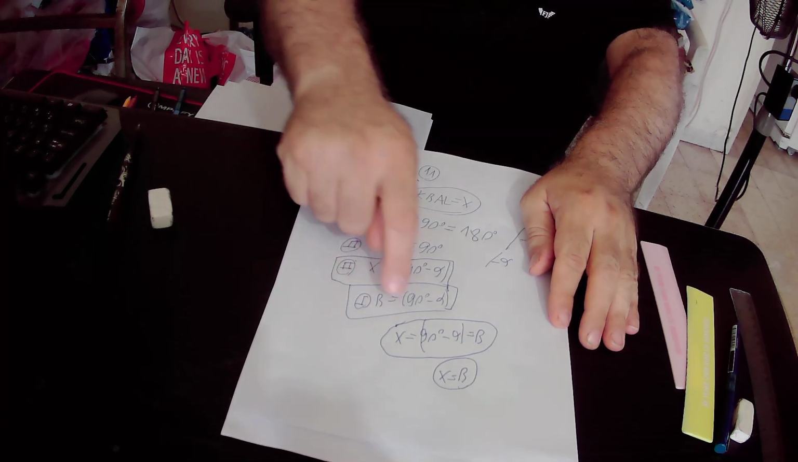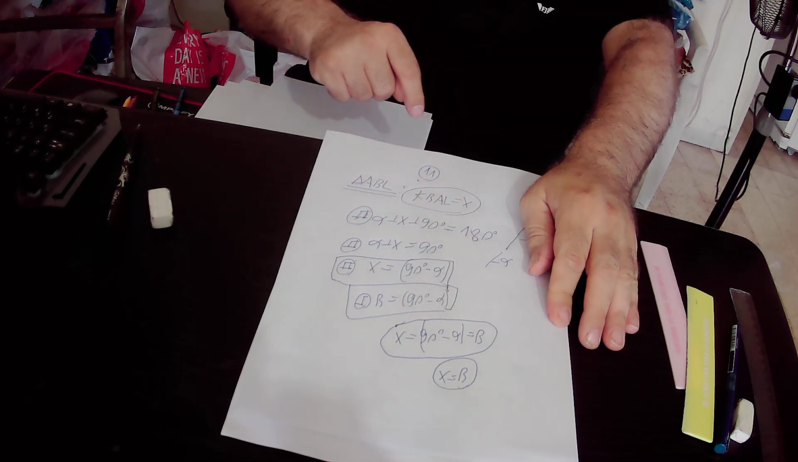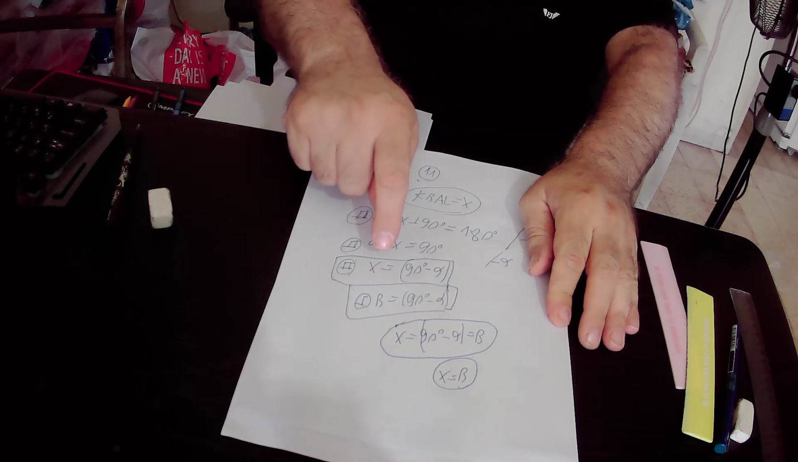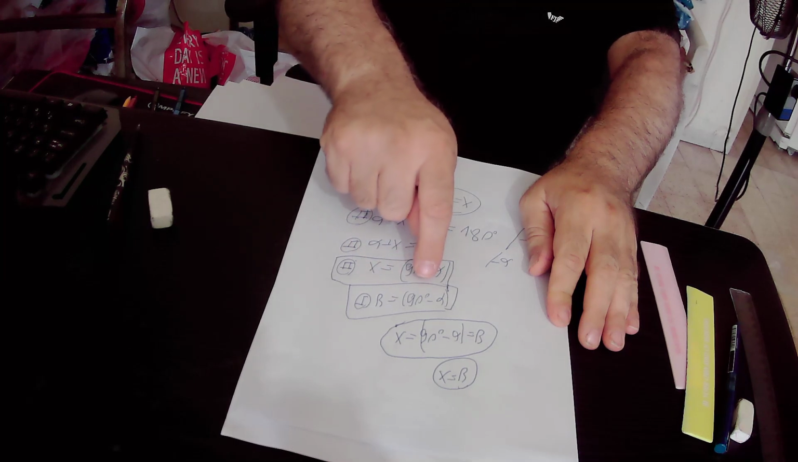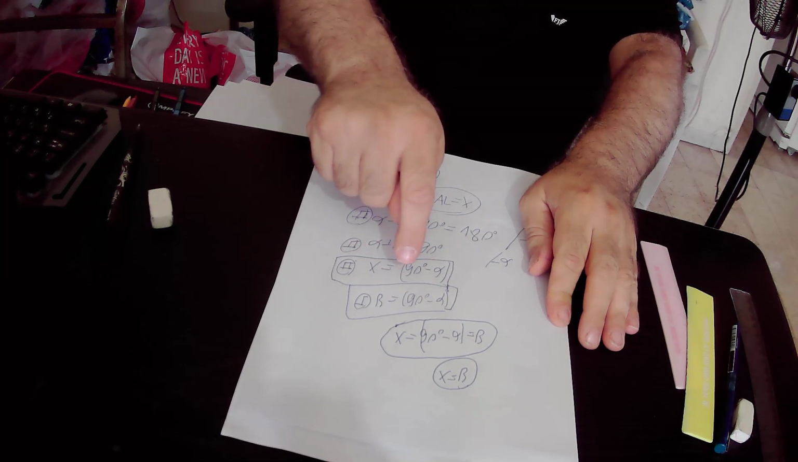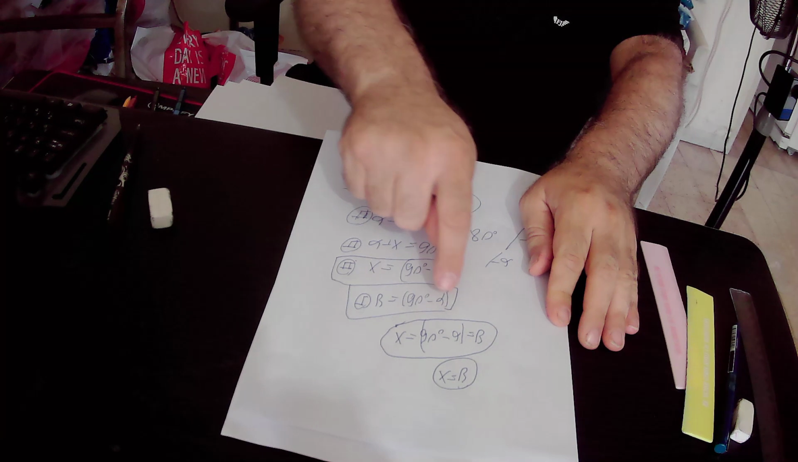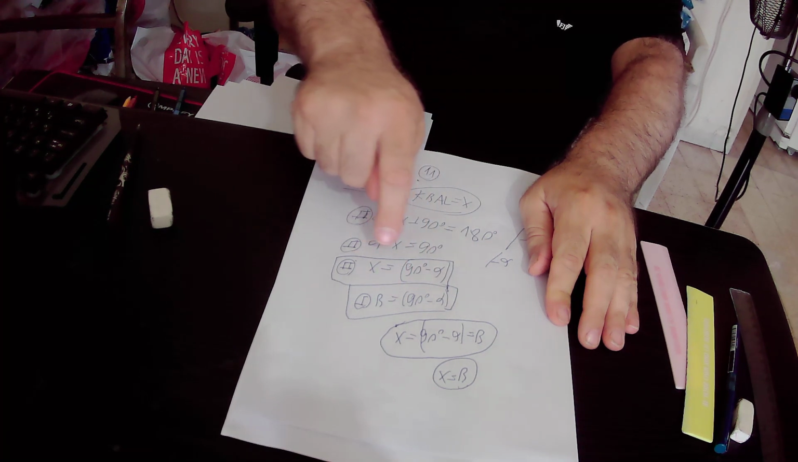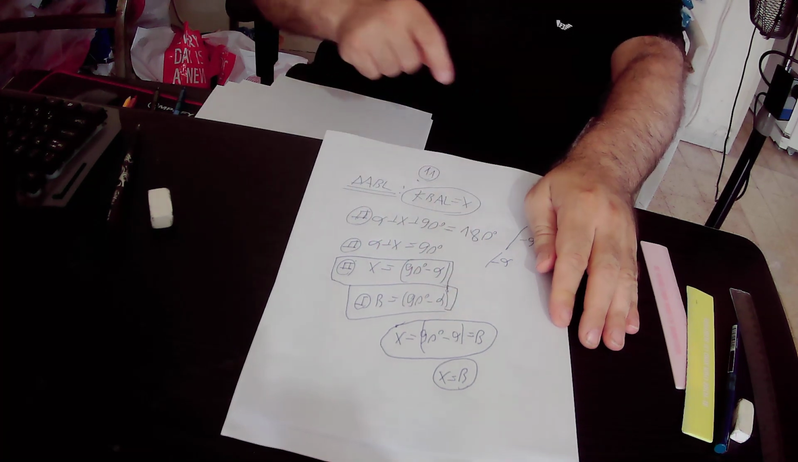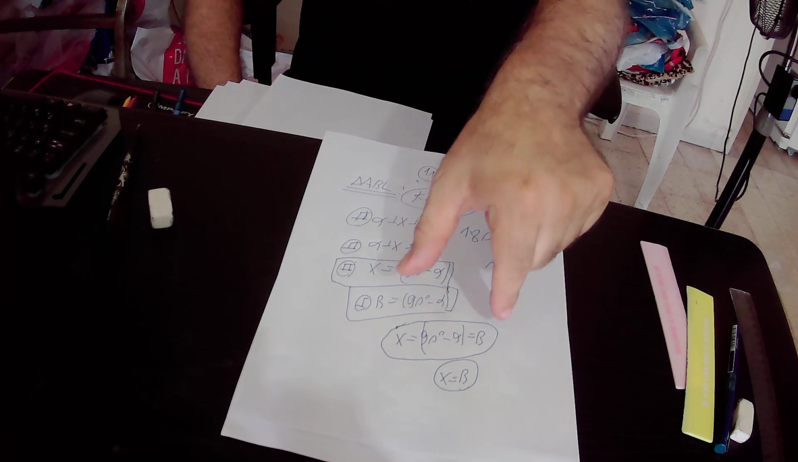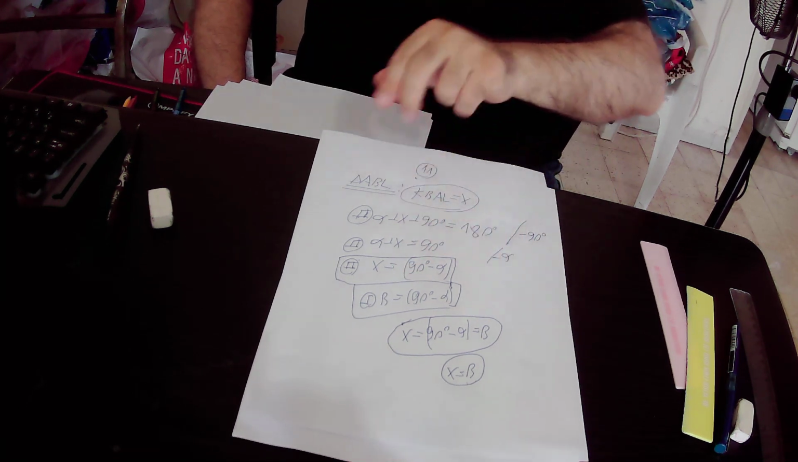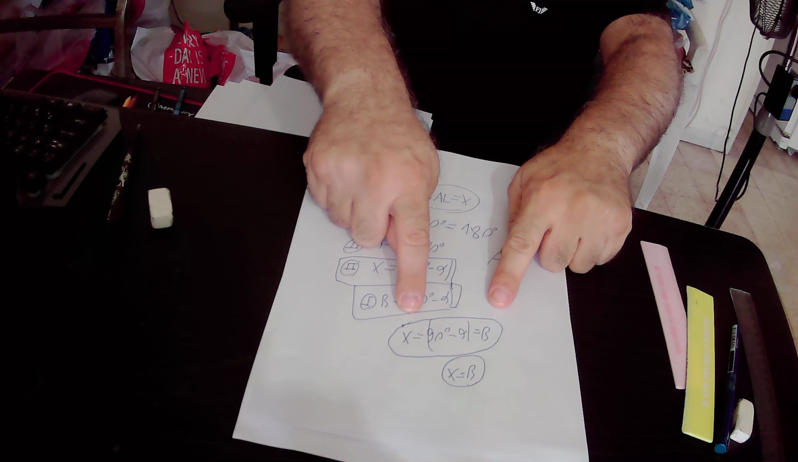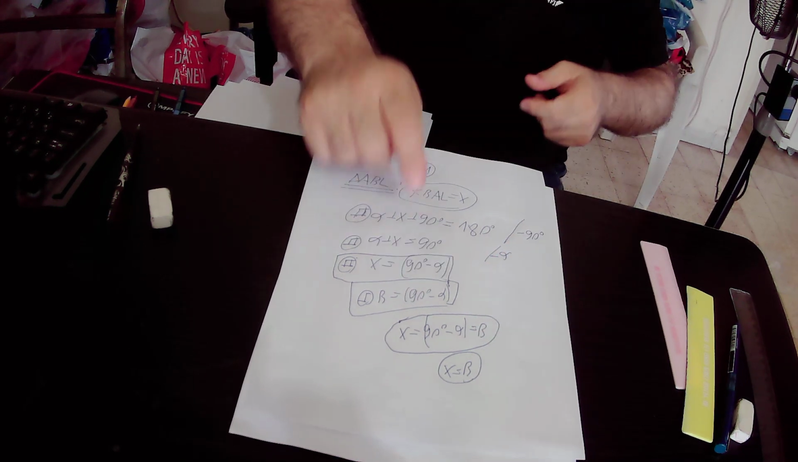According to equation number 2, x equals 90 degrees minus alpha, and according to equation number 1, 90 degrees minus alpha equals beta. So we can write that 90 degrees minus alpha equals beta according to equation number 1, and according to equation number 2, x equals 90 degrees minus alpha. So from this equality, we can deduce that x equals beta. Okay, x equals beta.